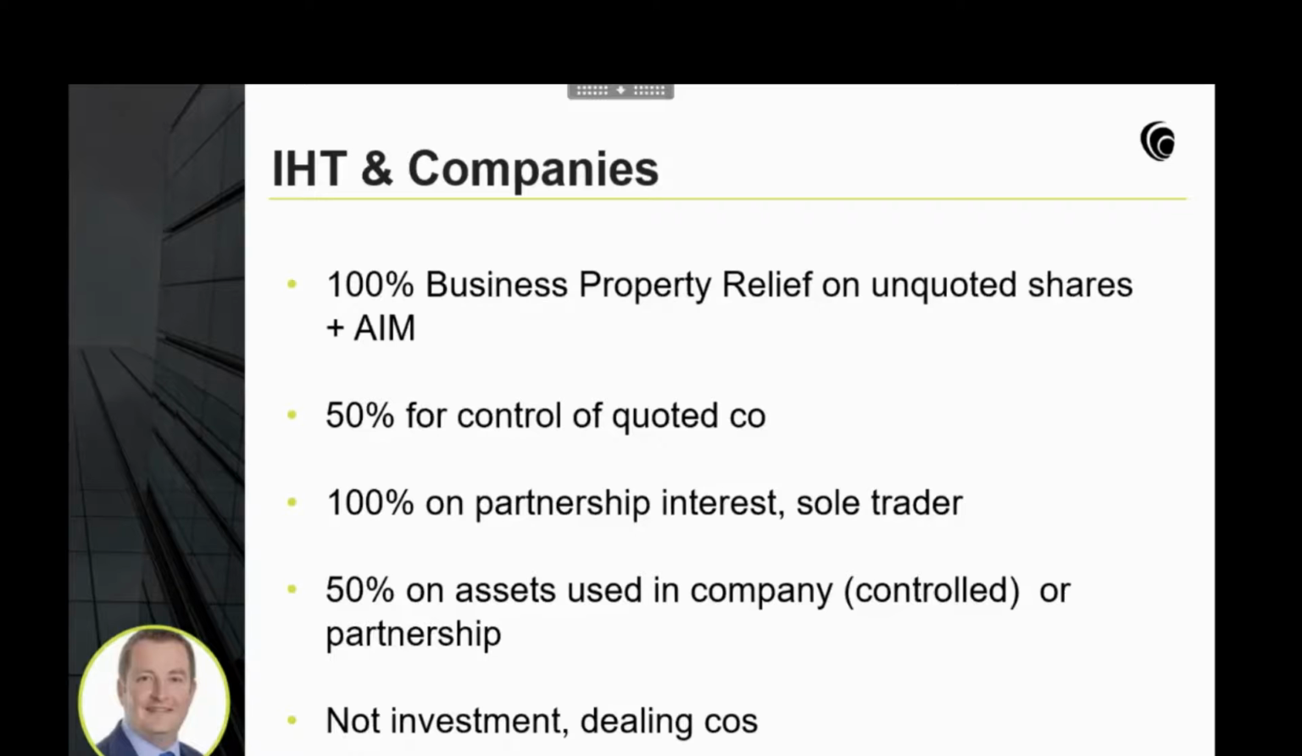However, fourth point on the slide here, assets outside of the partnership or the company and which are used in the business only attract 50% business property relief. So 50% of their value is exposed to inheritance tax. This might be a consideration, for example, if you want to incorporate but don't want to transfer the partnership property into the company. You might be reducing the relief available from 100% if it's a partnership asset to 50% if it continues to be used by the business but not part of the company.